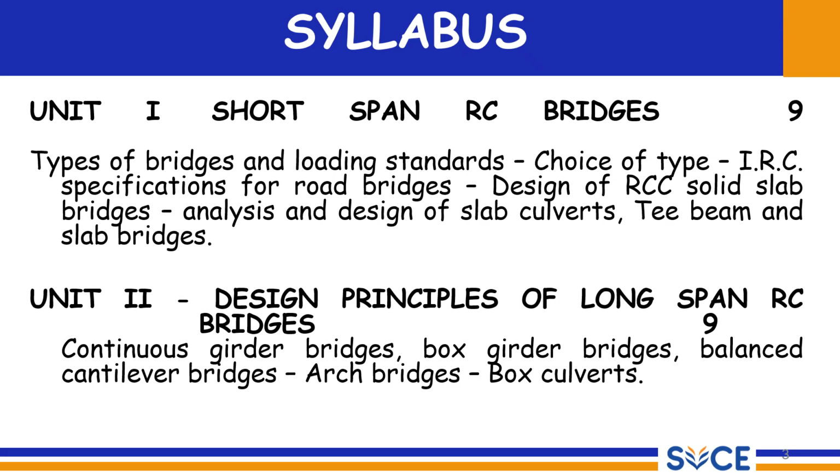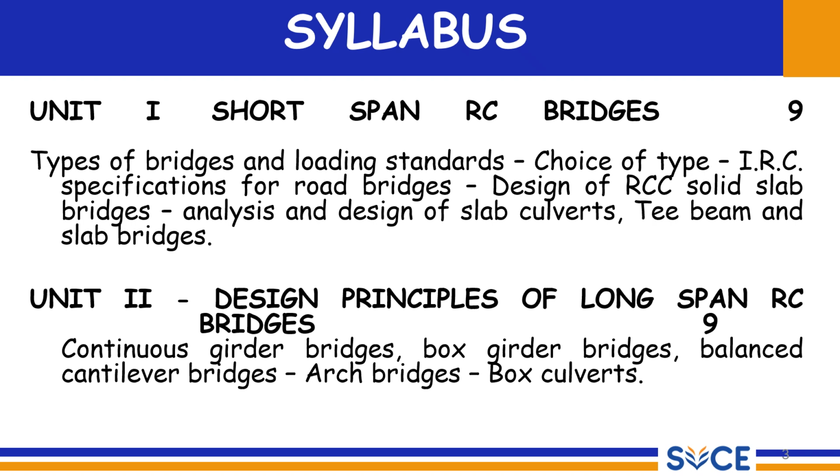So let's see the syllabus of units 1 and 2. In unit 1, the short span RC bridges. We will cover the various types of bridges and review the relevant loading standards. You will learn how to choose the appropriate type of bridge, study the Indian Roads Congress, the IRC specifications for road bridges, and go through the design process of RCC solid bridges. You will also be able to analyze and design slab culverts, T-beam and slab bridges.